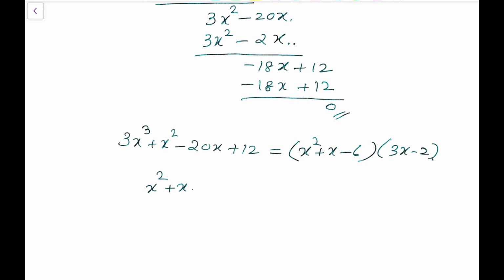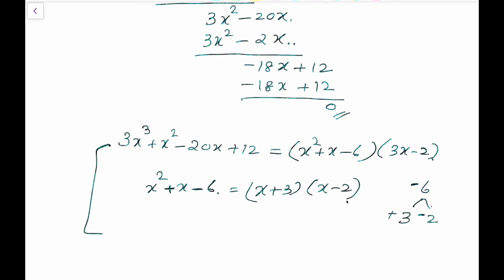Splitting the middle terms. So, the middle term is positive and the constant term is negative. That means 6, you can write it as 3 into 2. So, plus 3 and minus 2. So, 3 into 2 gives minus 6, and if you add you will get positive 1. So, this is equal to x plus 3 into x minus 2. 3x minus 2 is already what is given. Now, x plus 3 into x minus 2.